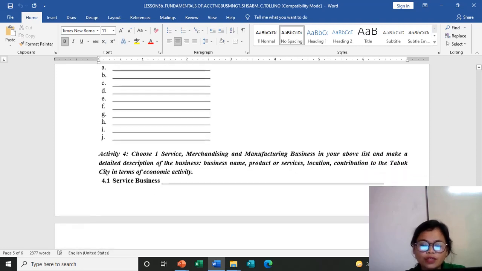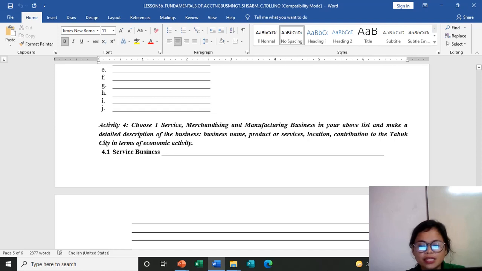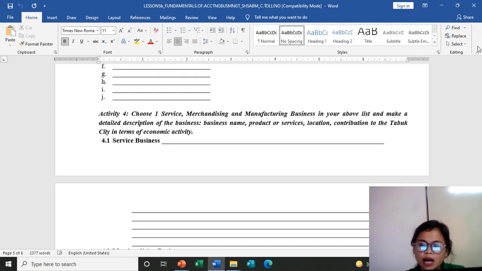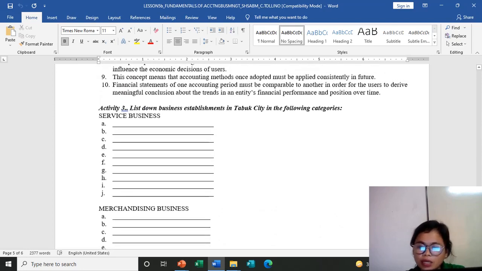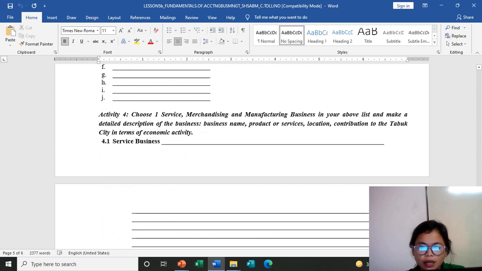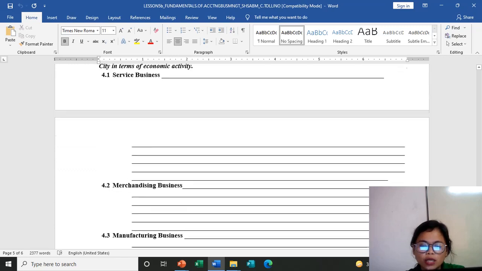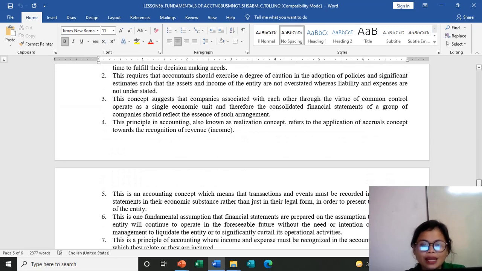And for your activity 4, choose one service, merchandising, and manufacturing in your above list and make a detailed description of the business. So, business name, products or services, location, contribution to the Tabuk City in terms of economic activity. So, mamili lang kayo ng isa dito, sasagot nyo dito sa activity number 3 and try to discuss it and give details on it. Okay? So, these are your activity for lesson 5.